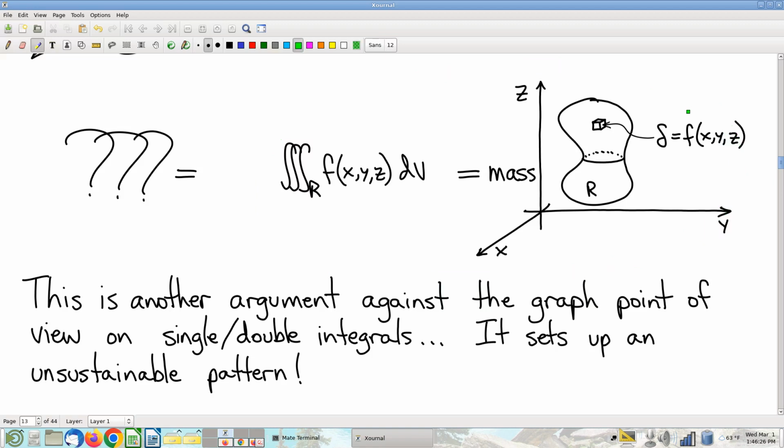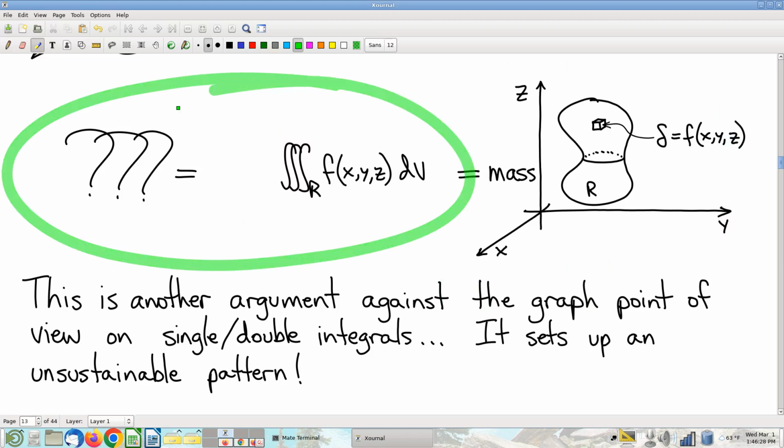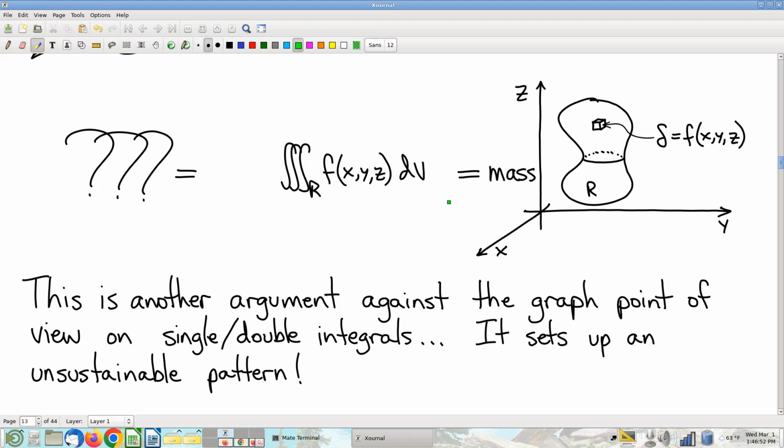By contrast, if you try to visualize this as, we're going to look at the graph of f and figure out how much of whatever you would call that is underneath that graph, whatever that means, then you would find yourself looking at a four-dimensional picture, and this is not accessible. You can't make any sense out of that, and so it's really not a good point of view on how to understand triple integrals.